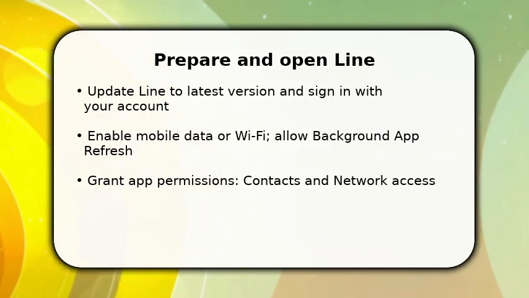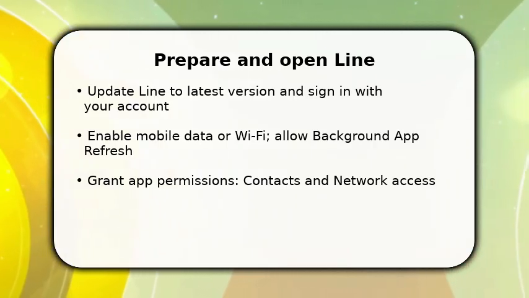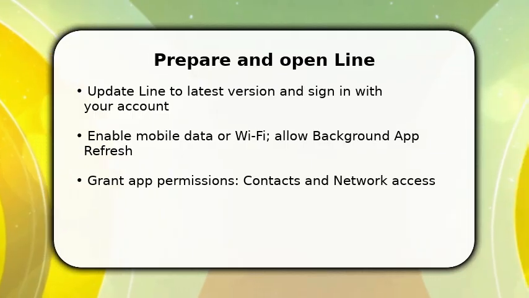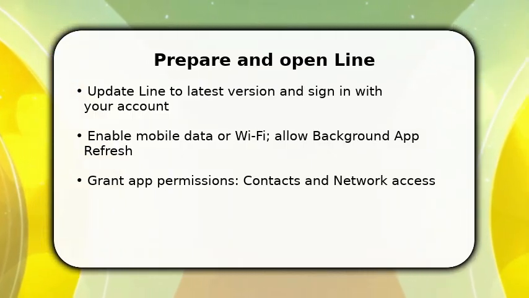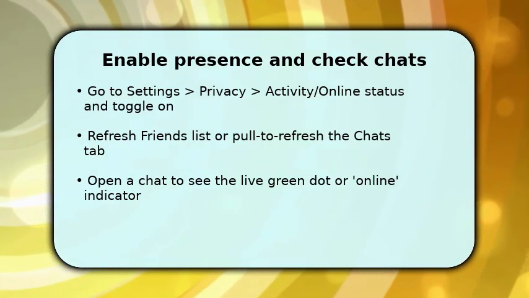Next, go to Line settings and locate privacy or activity settings to confirm presence and last seen options are enabled. Make these changes now so you can proceed immediately to see who's online in your list. You need to enable presence so Line shows online status.